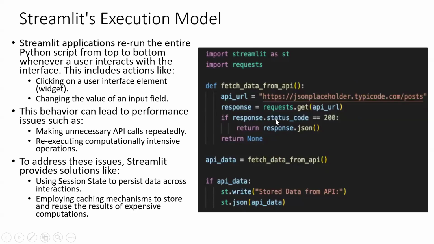So what will it lead to? We are calling the same API again and again. That may incur cost, number one. Number two, it will delay, or my application will become slow. And number three, my resources will be unnecessarily used. This behavior can lead to performance issues, making unnecessary API calls and re-executing computationally intensive operations. So in order to address this issue, we have something called session state and session cache, which we are going to study now.